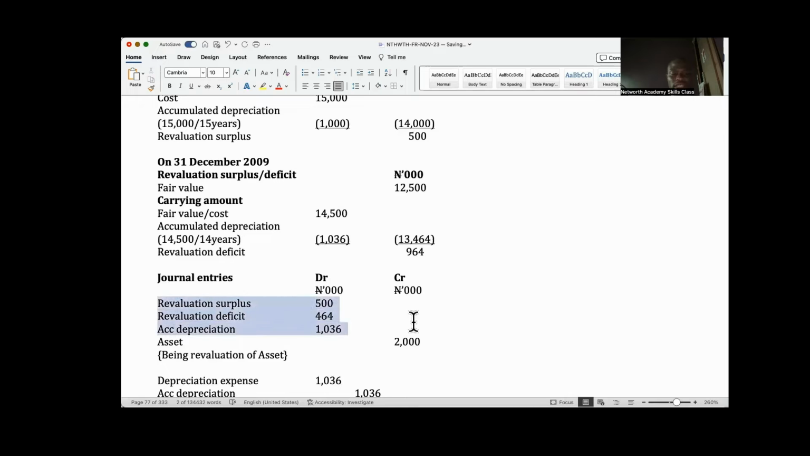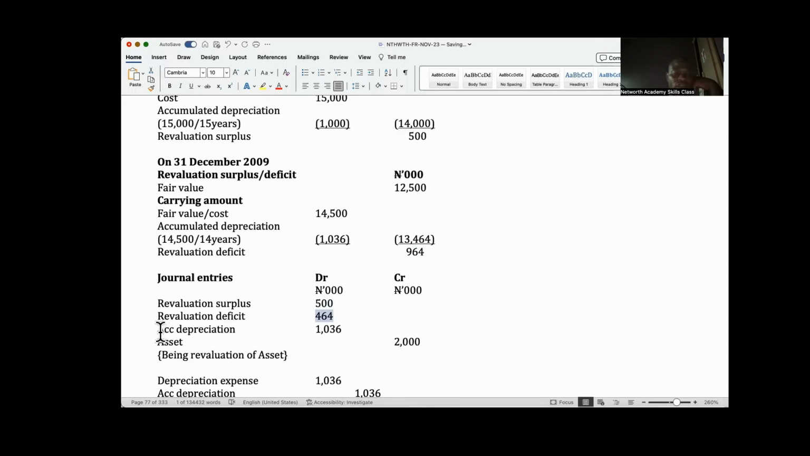So I'm done with that deficit, and this 964 has been dealt with. The 500 of it went to net off this earlier surplus, debiting it. Then the excess over and above the surplus went to P&L, both debited.